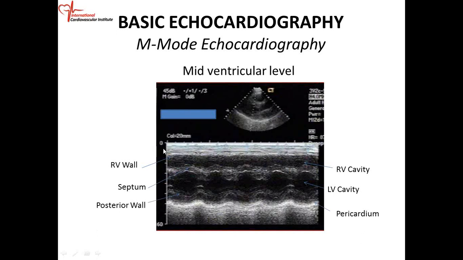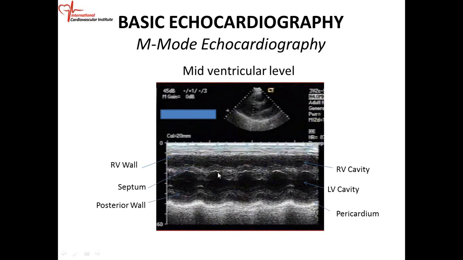So again, you have your ECGs on top. Everything is gated. Again, in systole, you can see that the septum moves towards the posterior wall. So the septum and the posterior wall move towards each other in systole, okay? And then in diastole, they move apart. That's what you expect. So that's a normal function of the heart. In systole, the septum moves down, the posterior wall moves up. In diastole, the posterior wall moves away from the septum.